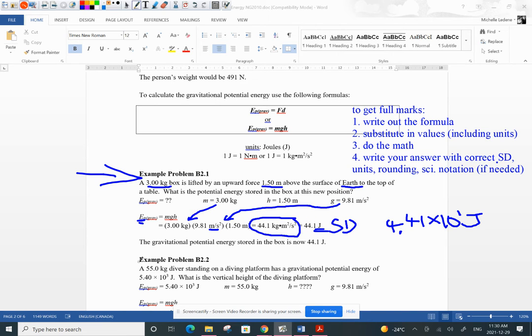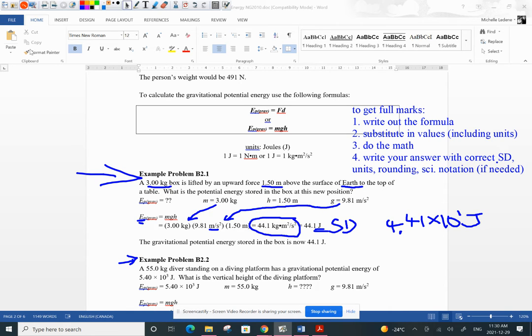Easy, plug and chug. Now, not all of your questions are going to be quite so easy. This next example, you have to rearrange this one and solve for the height. So a little bit different here in that we're given the potential energy due to gravity. We're given the mass. We always have gravity on Earth, the acceleration due to gravity, 9.81 meters per second squared. That's in your data booklet. Page 6 if you're not sure where to look.